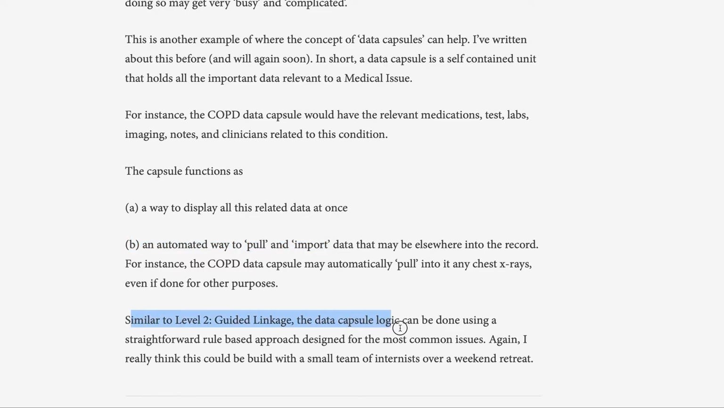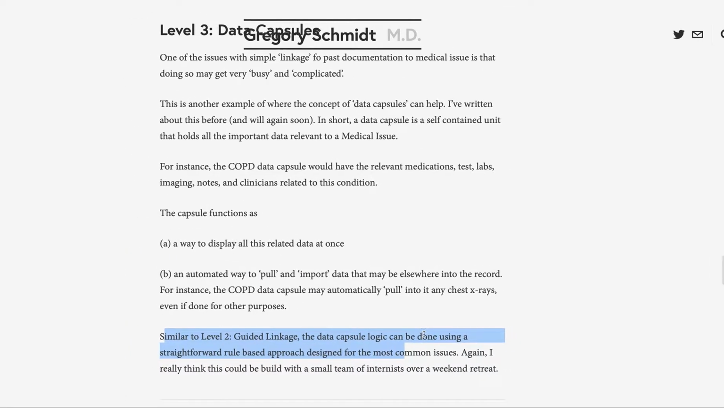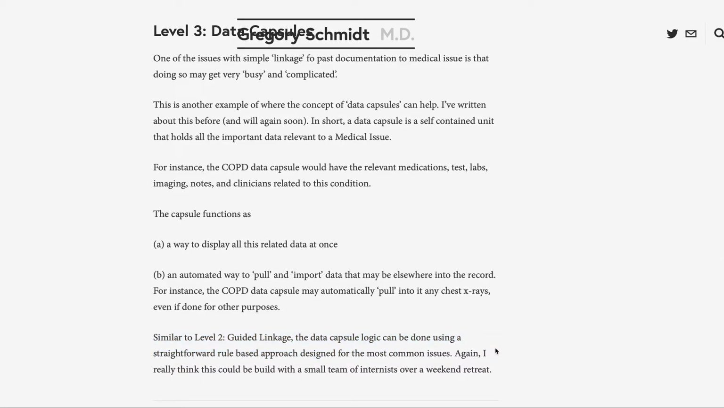And as I said previously, I think that even the idea of data capsules could be created using a reasonably straightforward rules-based approach. If you start with the most common issues, again, you could probably take a small team of internists and build out the required rules over a weekend retreat.